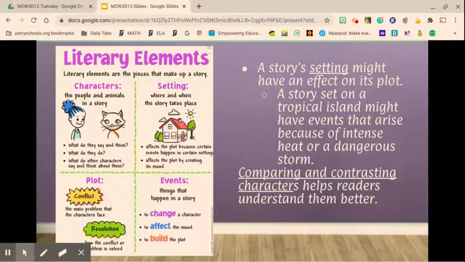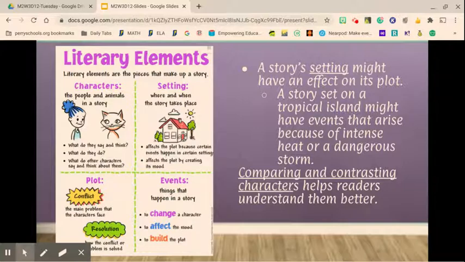So today we're going to be talking about story elements, and the story elements are the parts that make up a story. So we have character, setting, plot, and events. The story setting might have an effect on its plot. A story set on a tropical island might have events that arise because of intense heat or a dangerous storm. So those are things that would be specific to the island that might not happen in another place.